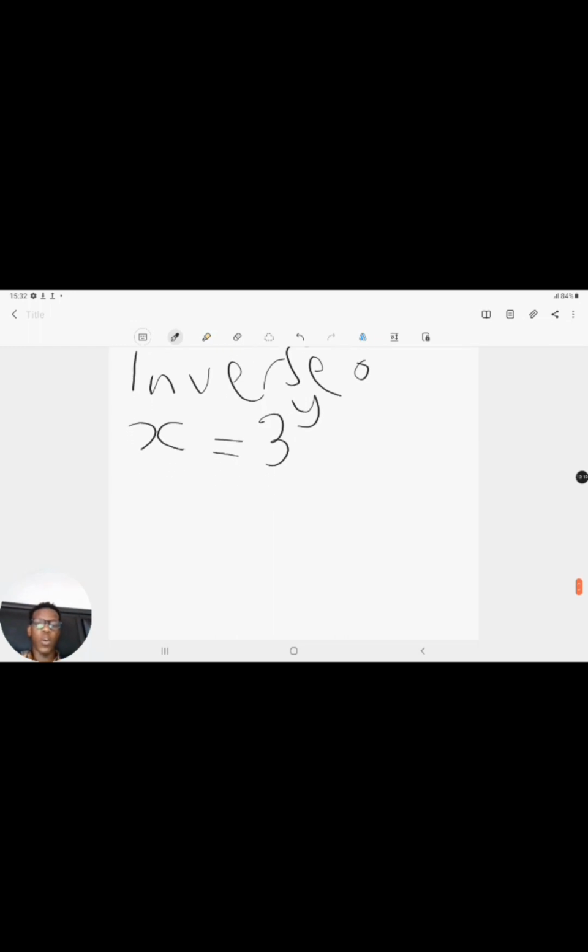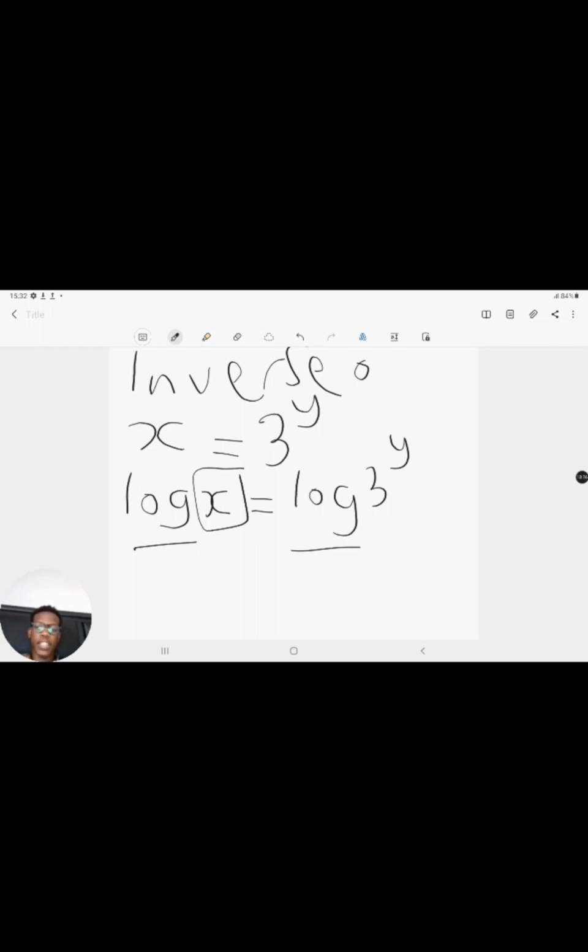So how do you do that? Well, first step is to just put logs on both sides. So you're going to have log of x is equal to log of 3 to the power of y. Okay, you just put logs on both sides. Because I had x here, I had x here, I had 3 to the power of y there, I have 3 to the power of y there. So all I did was introduce logs.